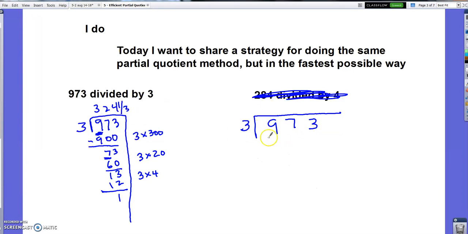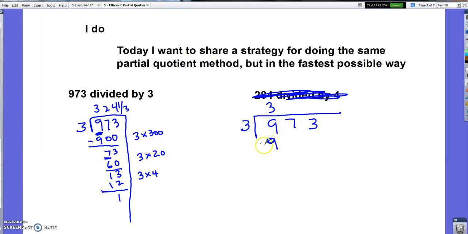Just like over here, I'm going to look at my 900s first. And I'm just going to ask myself, 3 times what will give me this 9? And just like I came over here, 3 times 300 makes 9. I'm just going to do that. My 3 times 3 gets me as close to 9 as I could get. It actually gets me exactly 9. And so then what I'm going to do is write down that 3 times 3 makes 9.